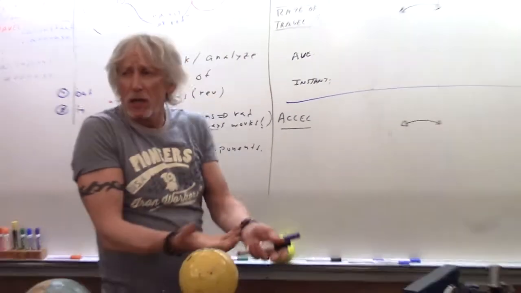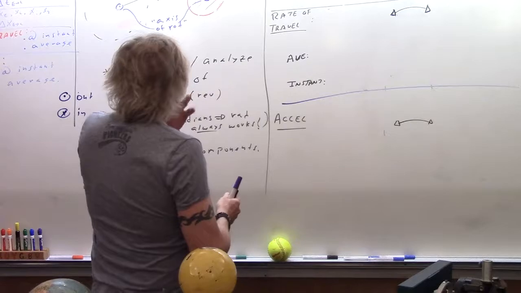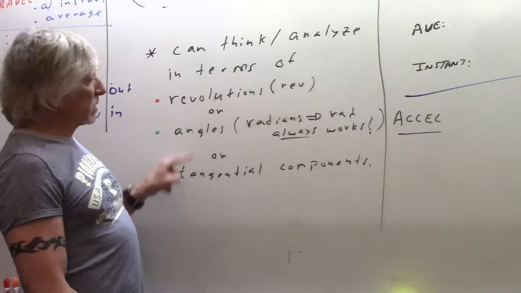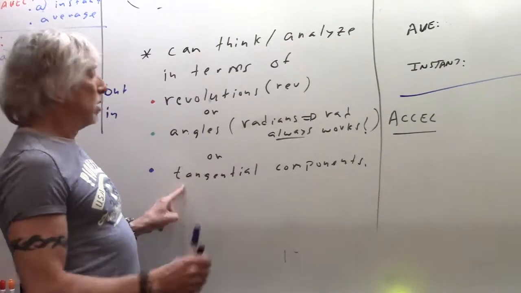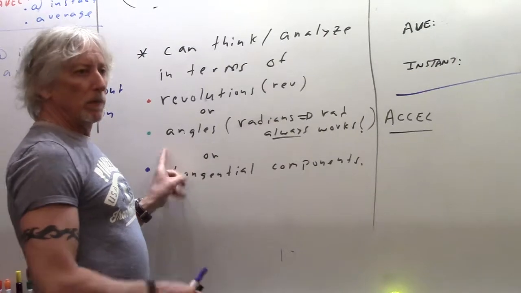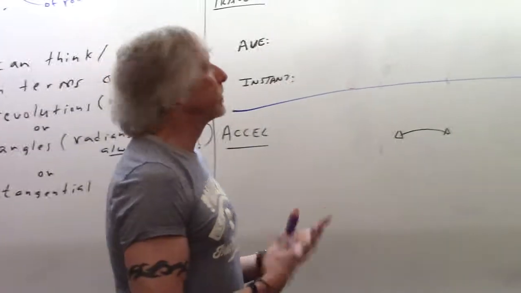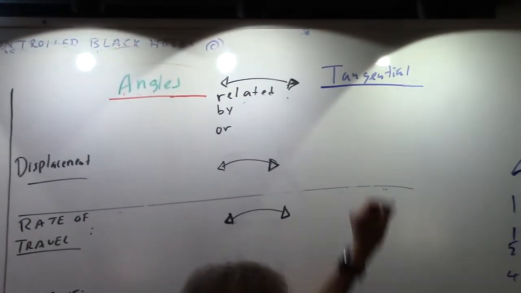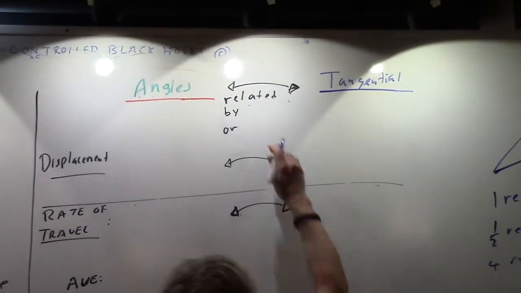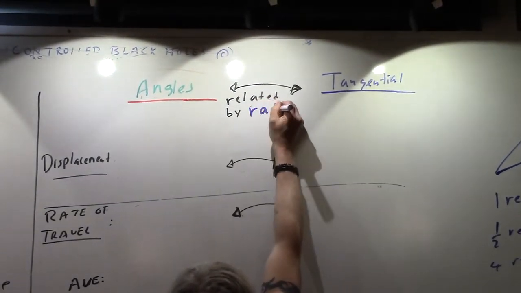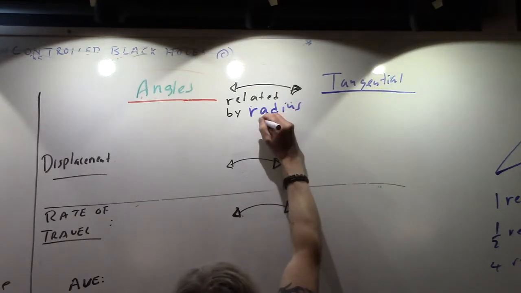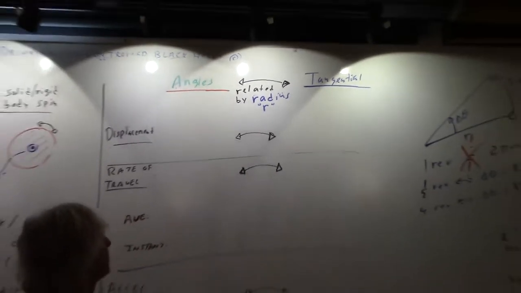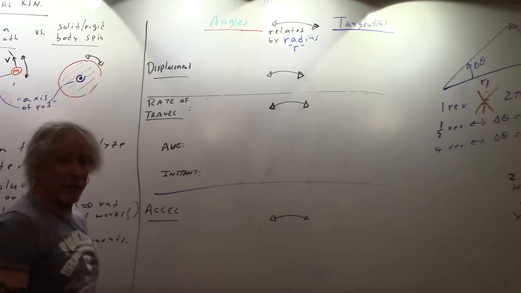And again, the good news is it's kinematics. It's the same idea, except we have to be careful. We did revolutions to angles, angles to revolutions. Now we need to do angles to tangential components, tangential motion to angles. Again, when you get used to it, it's really quite nice. In fact, angles and tangential motion are related by the radius, r, or sometimes capital R, and we'll talk about that distinction.